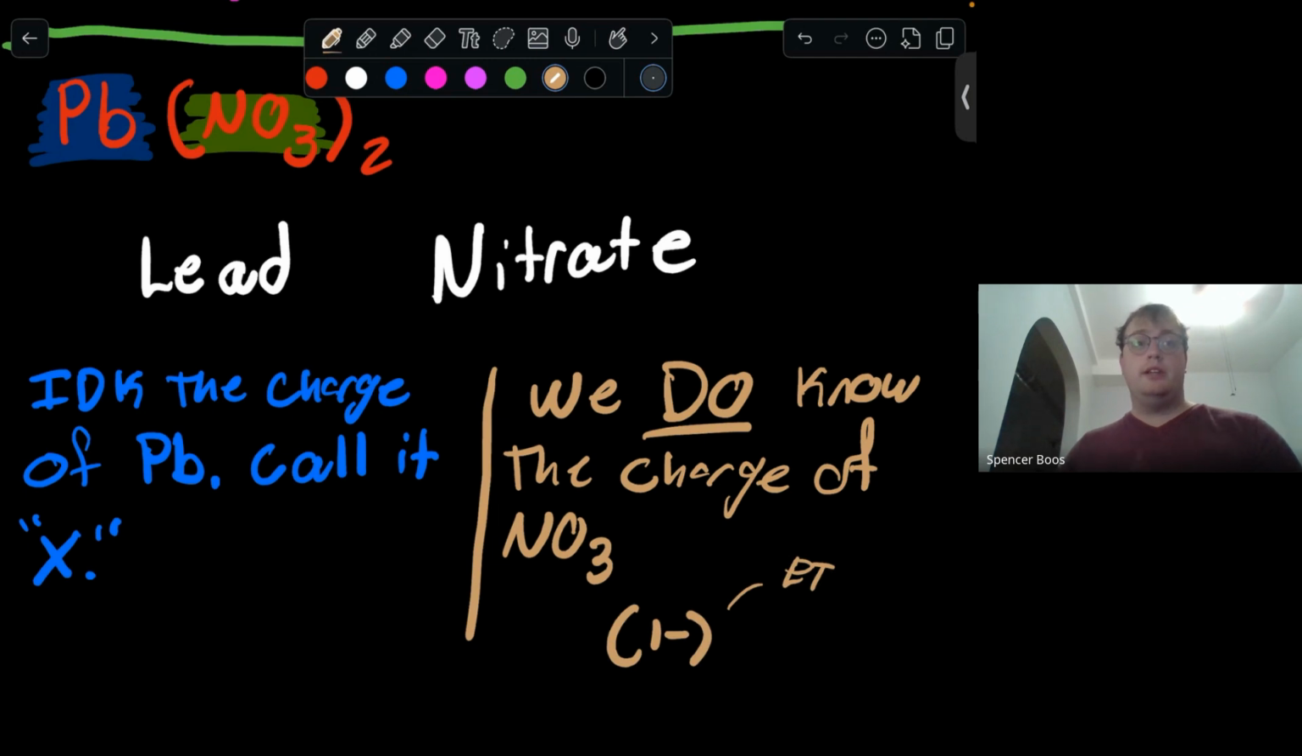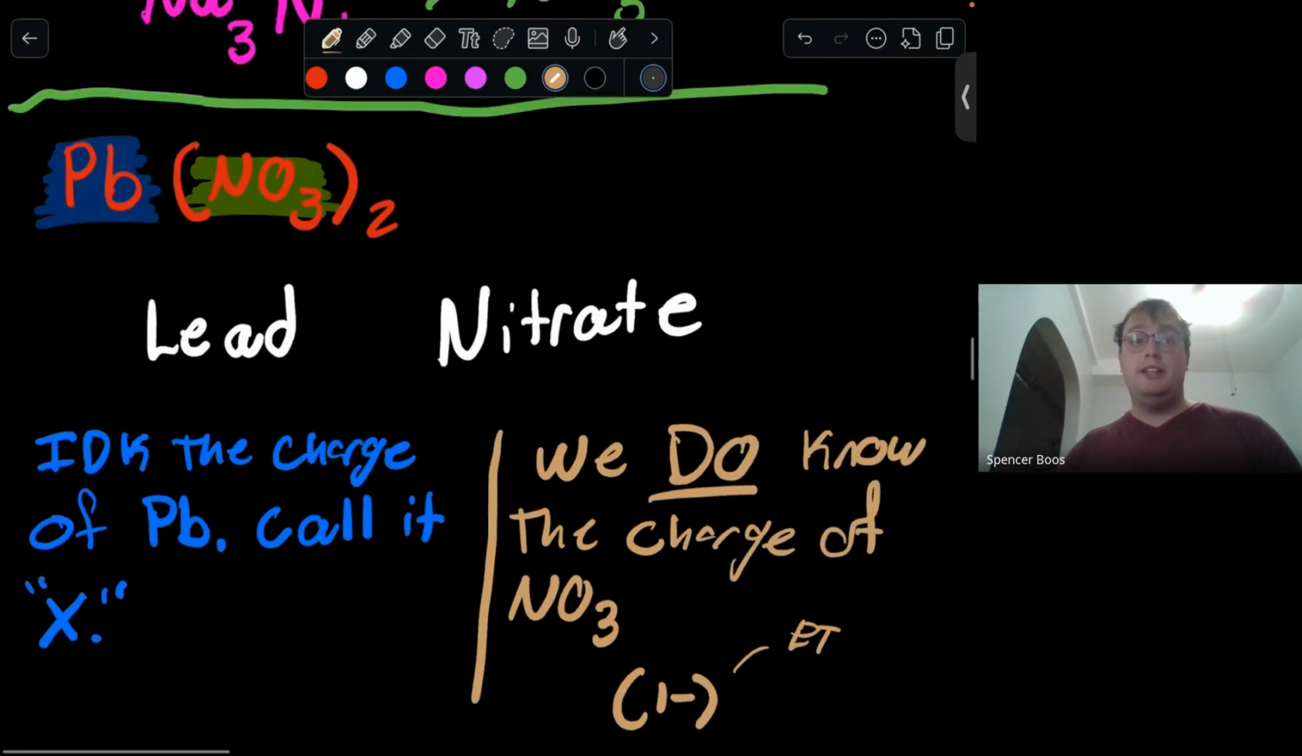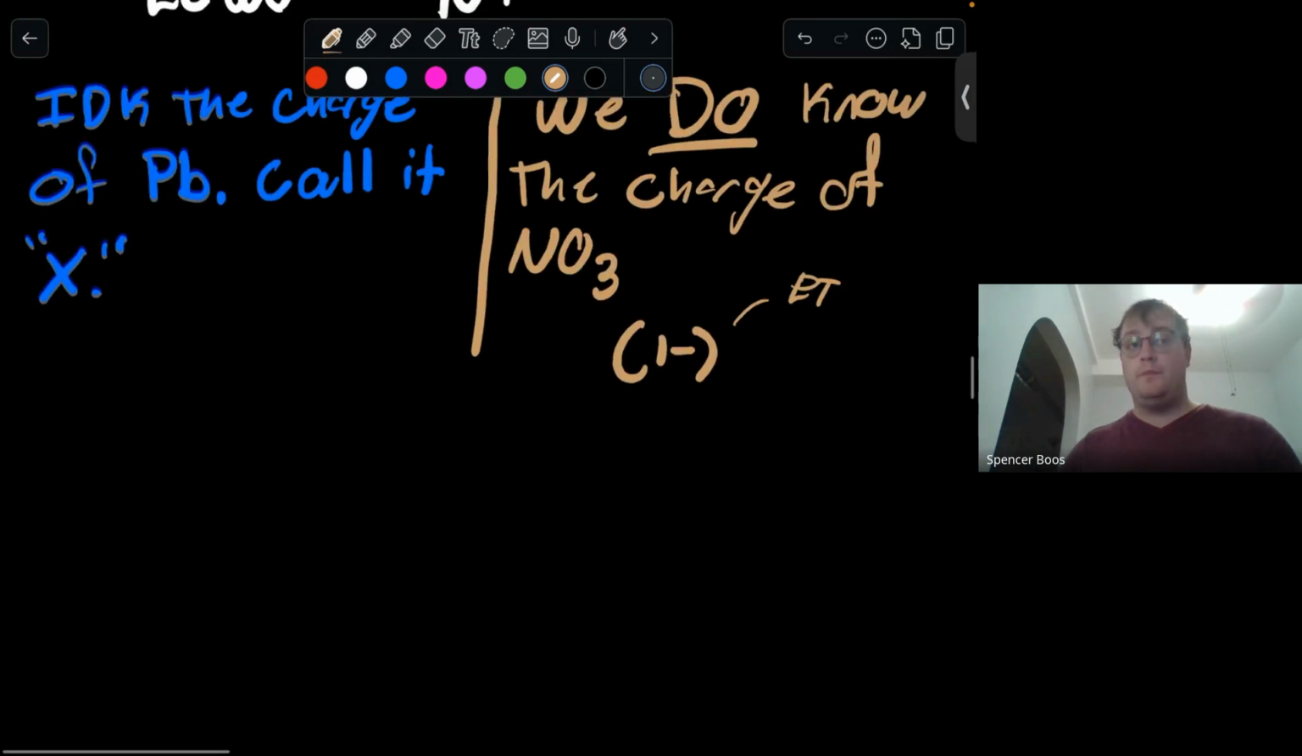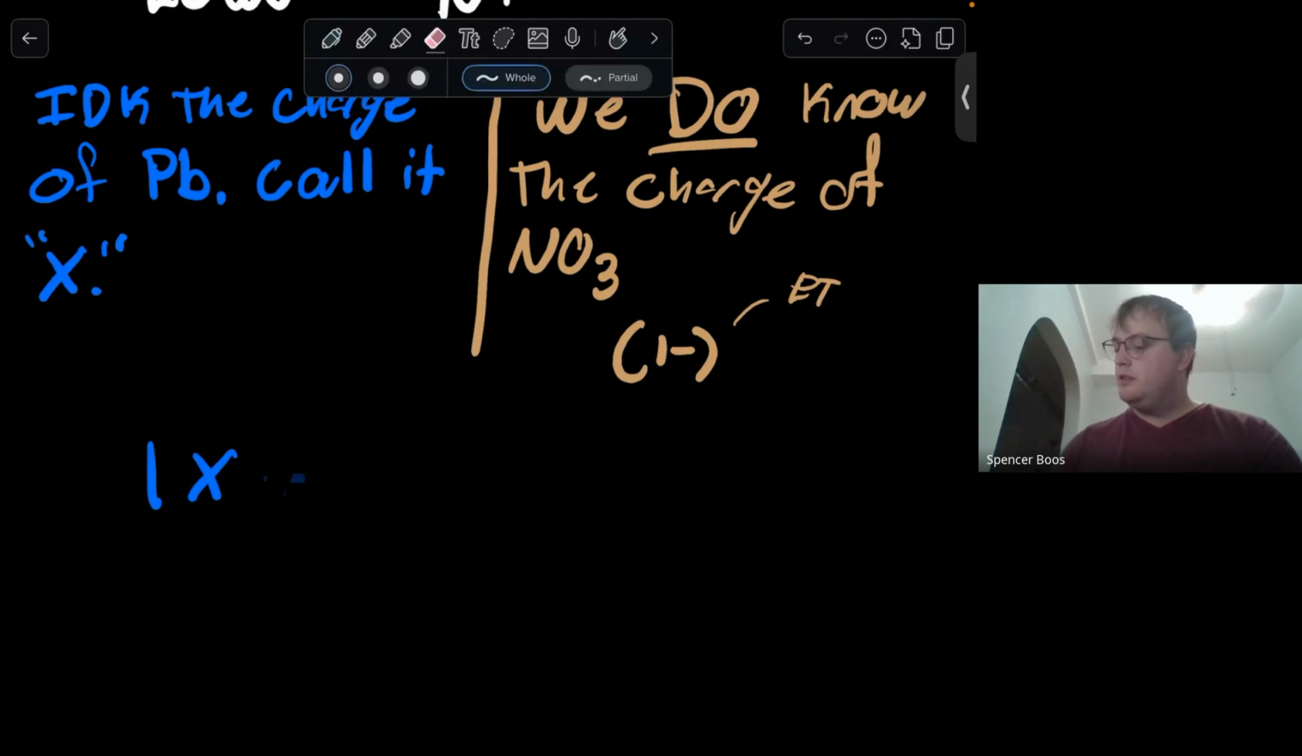Now, a key thing that I see a lot of students mess up here is how many. We now need to count how many. So how many lead atoms do I have? There's no number, it's 1. So I've got a 1x, and I need to add that together.